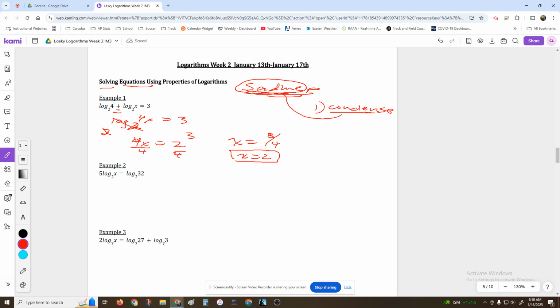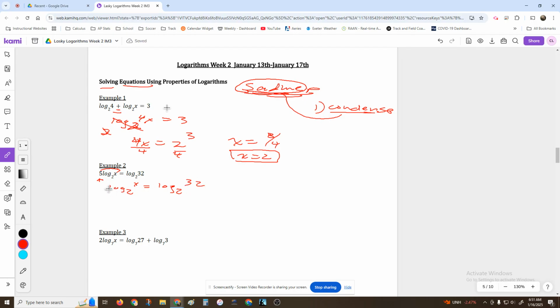So those are my problems that I get right here. So it just depends on what we're dealing with. So let's just kind of look at this. This one's a little uglier, right? So I've got a coefficient out in front. So my first step is to get rid of that, because if I divide it over here, it doesn't do any good. So I'm going to move that to the front, so I get log base 2 of x to the 5th equals log base 2 of 32.